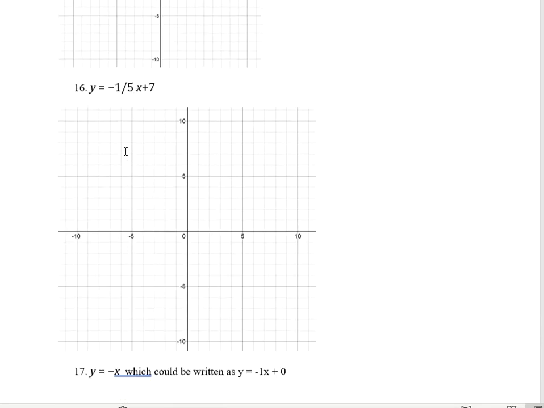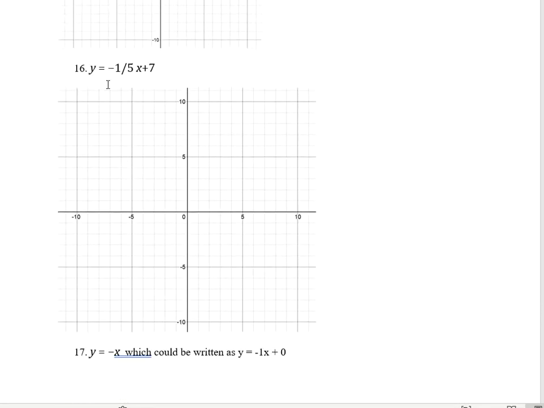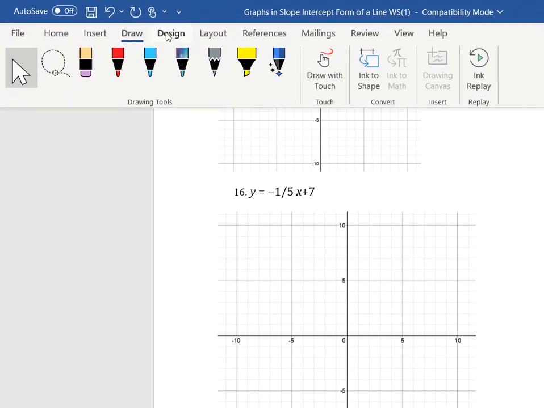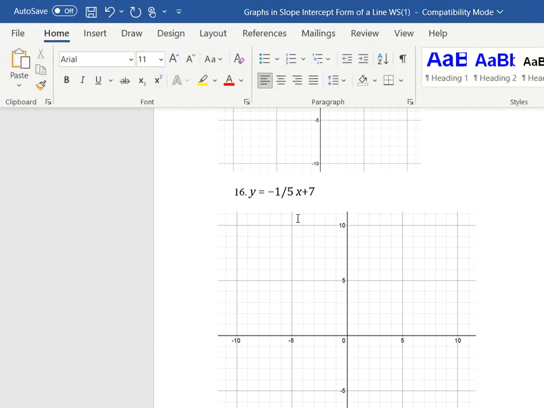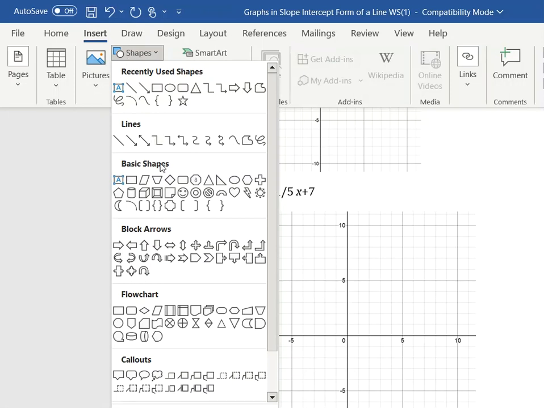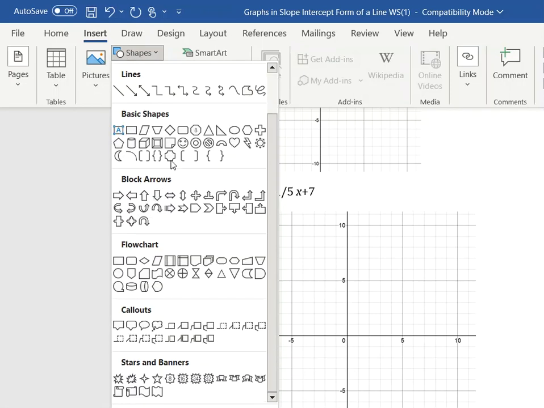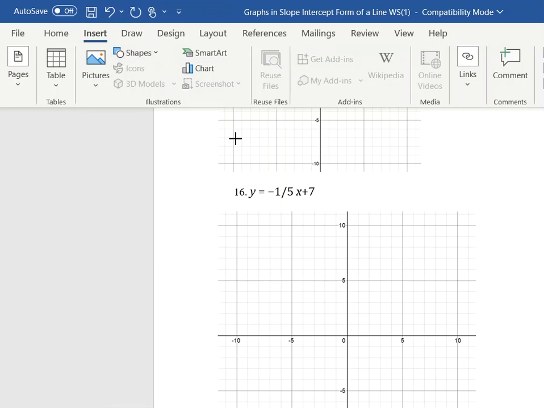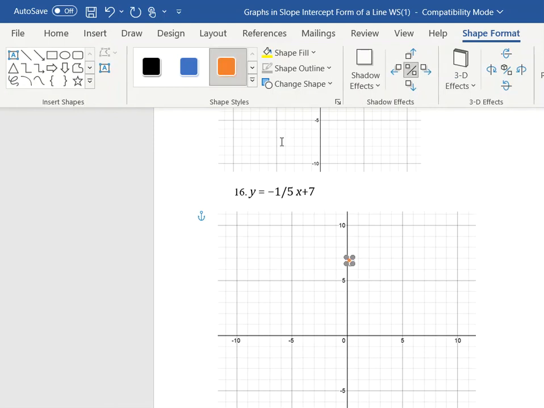Let's look at number 16. In 16, it says graph y equals -1/5 x plus 7. So I'm going to resize this so you can see the top of the Word tools has an insert button, and I'm going to go to shapes, and I'm going to just get a little circle. Basic shapes, and I'll pick a little oval circle. And I'm going to start by putting a little circle dot at 7 because the y-intercept is 7. So I go here and I want it to be right on the y-axis, so I'm just going to make a tiny little circle. And you can pick a color to fill it in if you want.